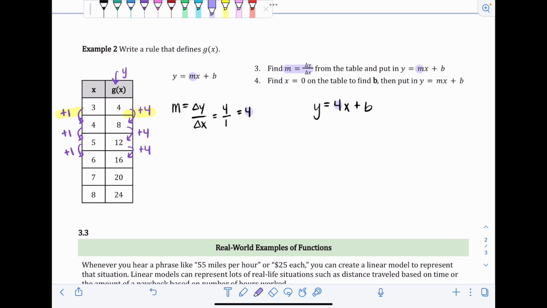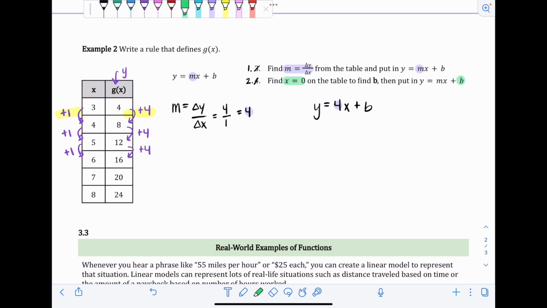And then to find b, we're going to go on to, oh, I didn't realize that it was one of those auto numbering things. So it should be step 1 and step 2 instead of 3 and 4. I didn't recognize that. But for step 2, to find b, it says find x equals 0 on the table to find b, and then put it into y equals mx plus b.